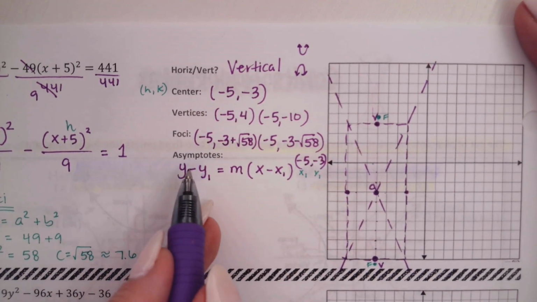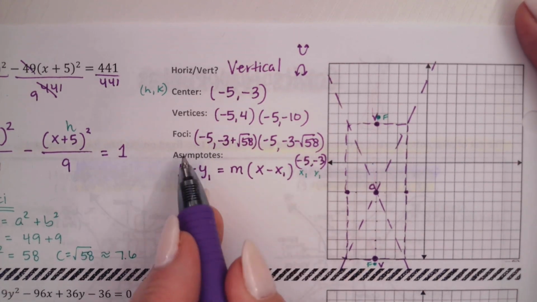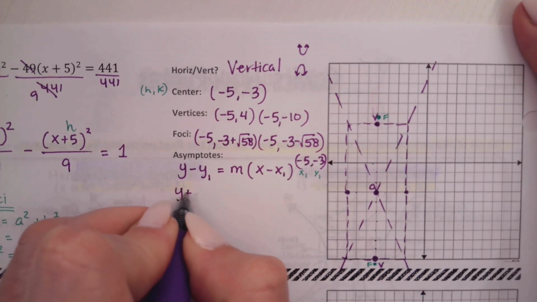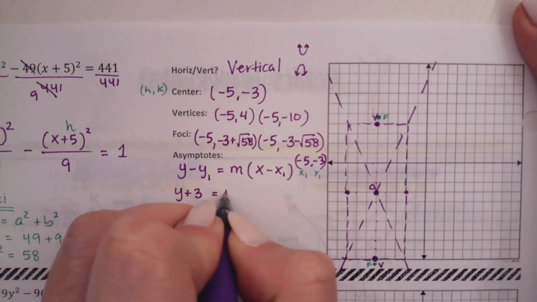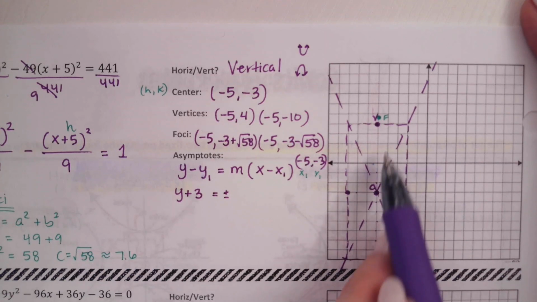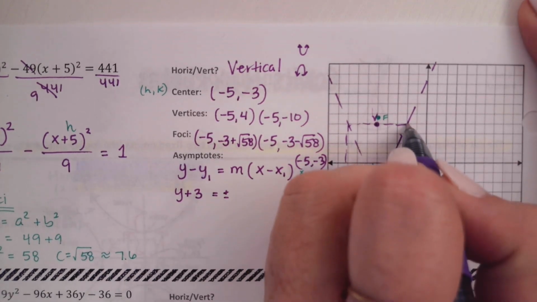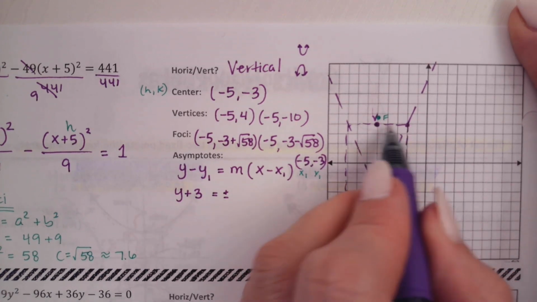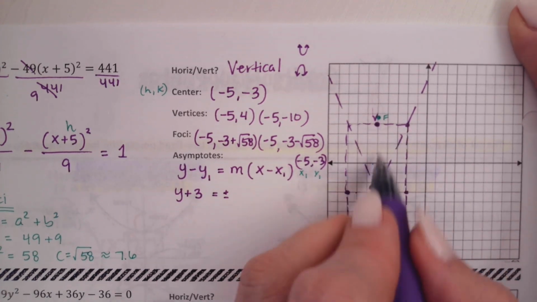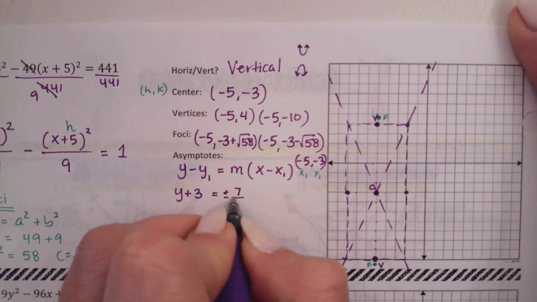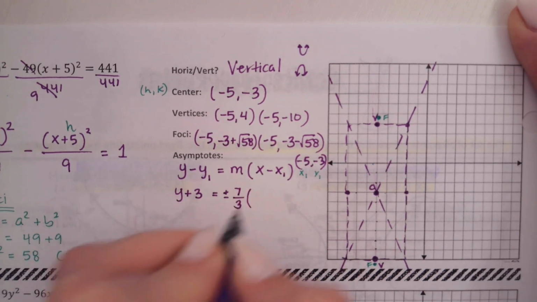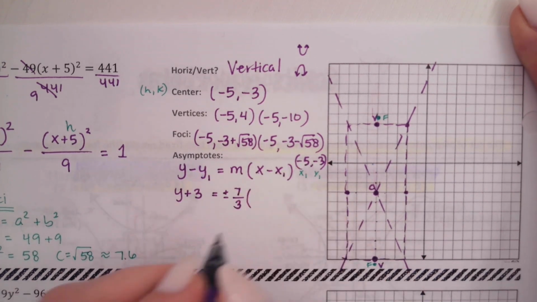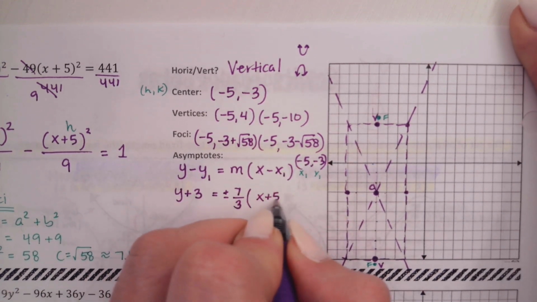So when we write y minus this y1, y minus -3 is going to be y plus 3. The slope is just positive and negative, and then we can just count the rise over run to get from the center to the diagonal corner. What would that rise over run be? 7/3. So positive and negative 7/3. And then we'll have x minus the x of the center. So x minus this -5 would be x plus 5.